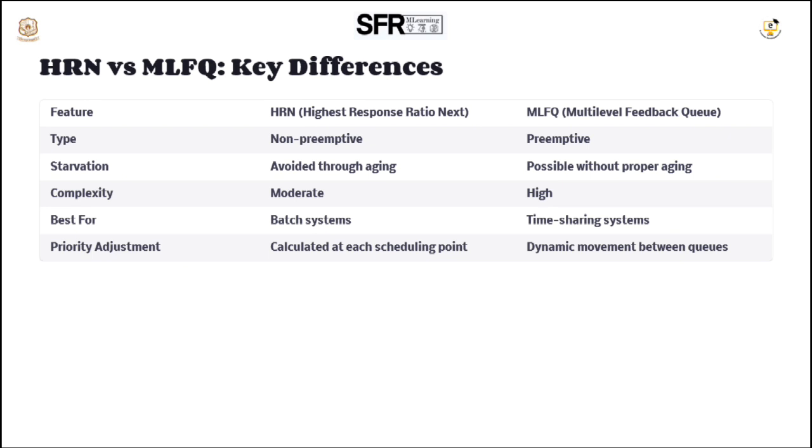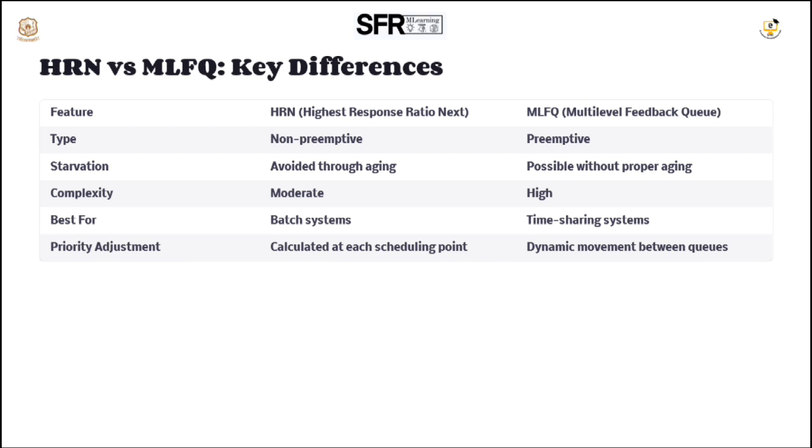Finally we come to the key differences between the two scheduling algorithms, HRN and MLFQ. Type: HRN is non-preemptive, MLFQ is preemptive. Starvation: HRN avoids it through aging, while in MLFQ it is possible without proper aging. HRN complexity is moderate, in MLFQ complexity is high. HRN is best for batch systems, MLFQ is best for time sharing systems.